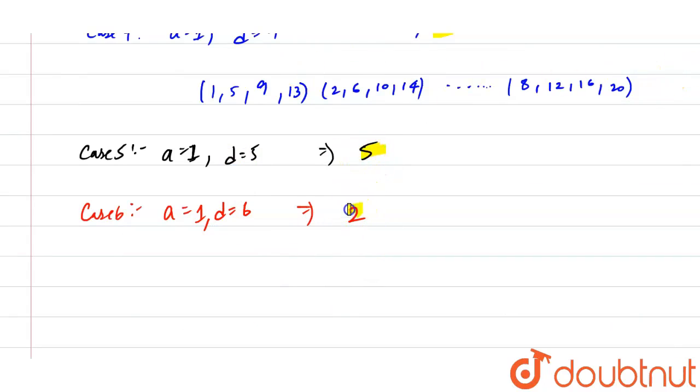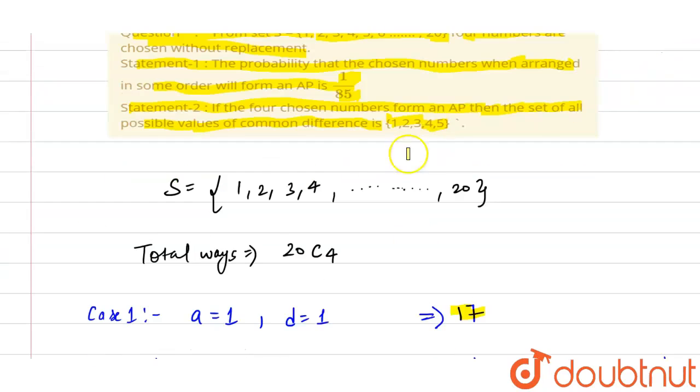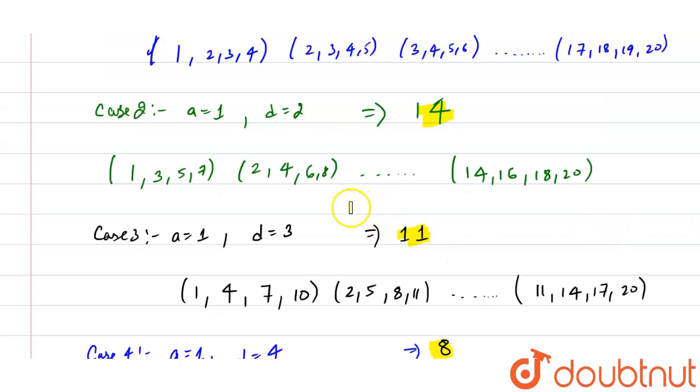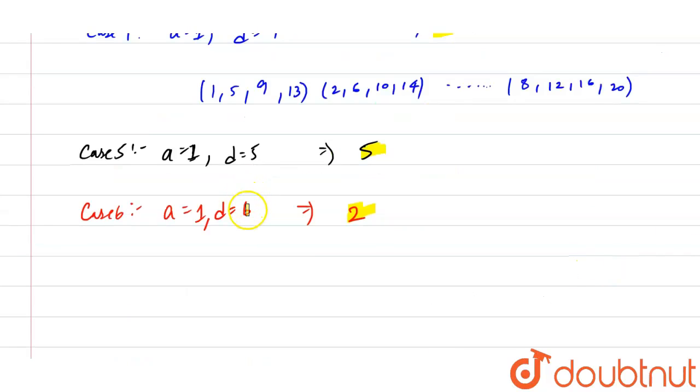So now we will see our statement 2. If the 4 chosen numbers form an AP, they are forming an AP, that is 17, minus 3 is 14, then 11, then 8, then 5 and 2. If the 4 chosen numbers form an AP, then the set of all possible values of common difference, that is the possible value of D, is only 1, 2, 3, 4, 5. But we have seen here that the possible values of D are 1, 2, 3, 4, 5 and also 6. So our statement number 2 is wrong.